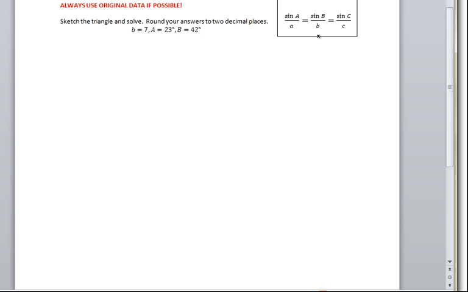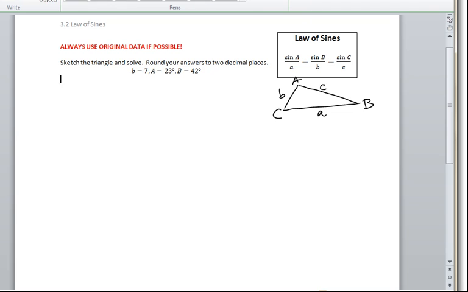So here's a problem, and it says sketch the triangle and solve, and then round your answers to 2 decimal places. So let me take a look at my notes here so I get the correct problem out. I always recommend that you sketch the triangle so you know what your triangle looks like and you know what type of a triangle it is. So I'm going to draw it over here. It's not a right triangle, and it doesn't actually matter now which is angle C or side C. Alright, so I'm just going to go in alphabetical order here, A, B, C, which means that this is side A, this is side B, and this is side C. And I am going to label my angles now.